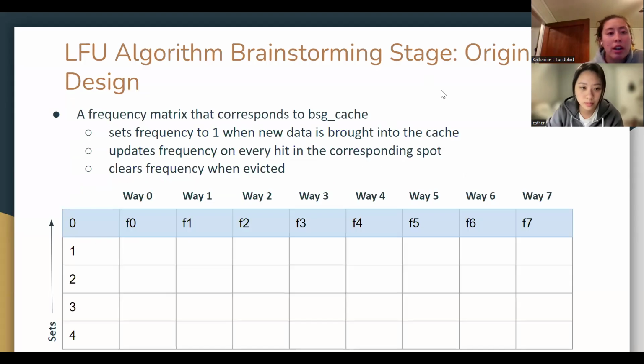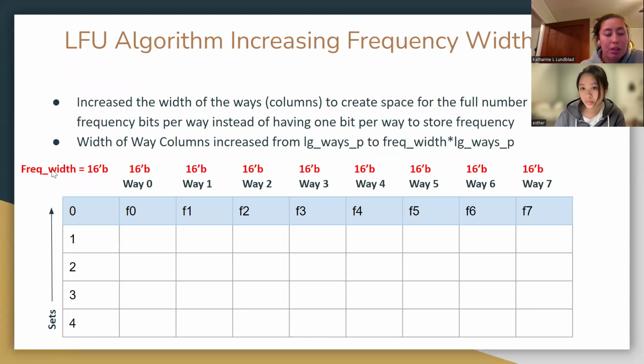So originally our LFU design had, I think it was 1 bit per way, or I think it was the log of the frequency width size. So it didn't have enough space to store the actual number of frequency. So we basically modified our ways to be the frequency width times the log of the ways to account for the size.